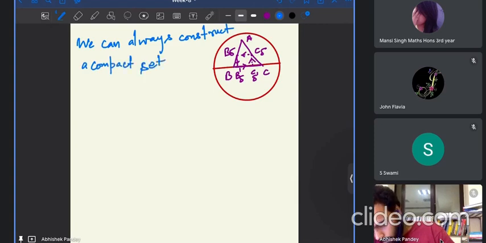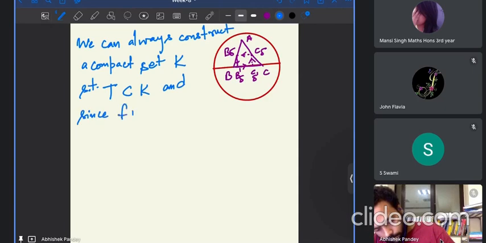compact set K such that this triangle T is a subset of K, and since F is continuous, we have mod of F(z) is less than or equal to M for every z belonging to K.